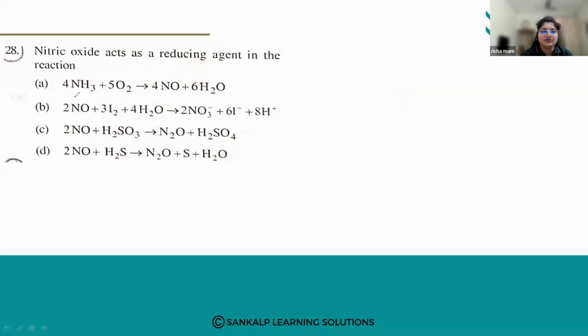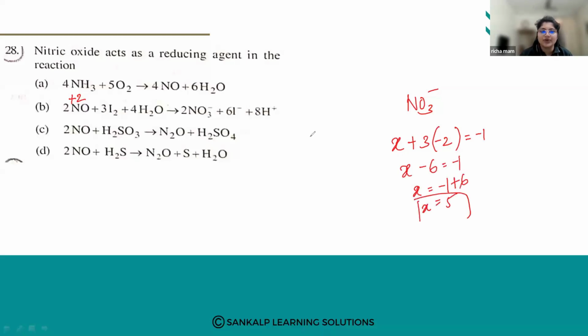Next option, nitric oxide here is in +2 state, right? And here NO3 minus: x plus 3 oxygen atoms, each oxygen is -2, the whole charge is -1. So x minus 3 2s are 6 is equal to -1. x is equal to -1 plus 6, that is 5. Okay, so what you can see is from +2 to +5. So what is a reducing agent? It reduces others, but itself undergoes oxidation. Is it undergoing oxidation? Yes, it is undergoing oxidation.